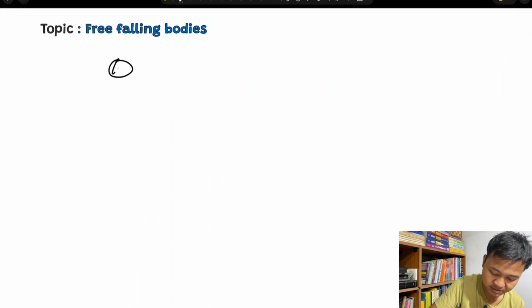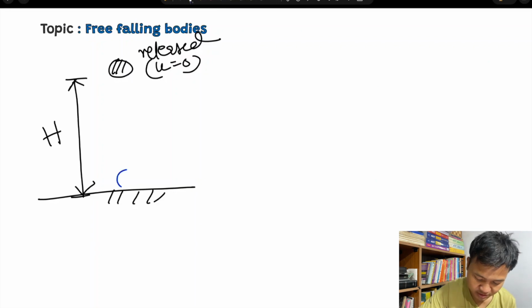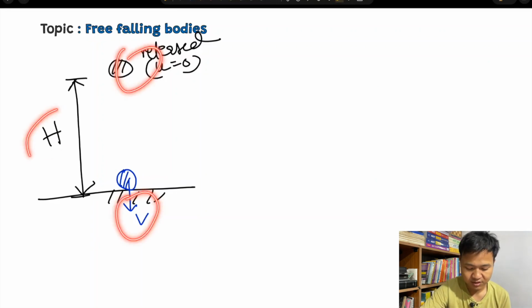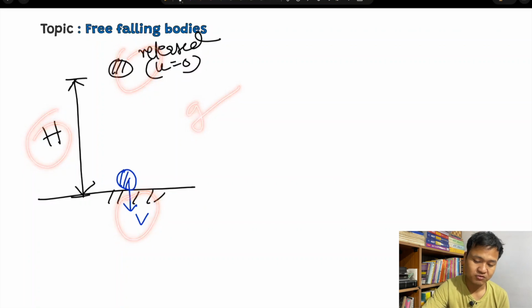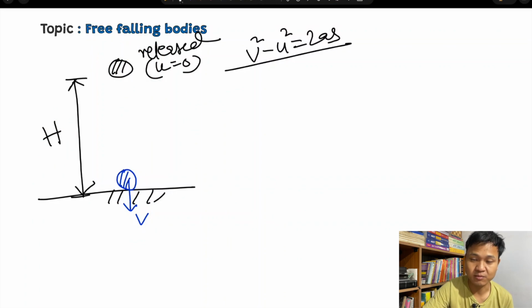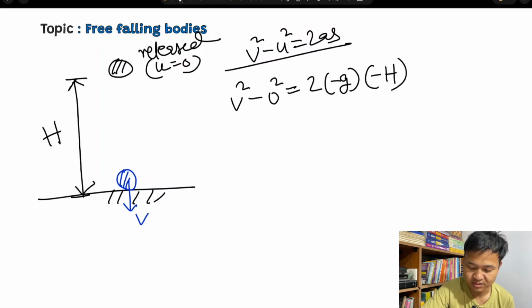I'll draw the same thing. So this is the release. If it is released, u is equal to 0. It is initially at a height h from the ground. Let's say the velocity is v. Now you have v, you have u, you have h, and you also have z, right? So which formula? v square minus u square equals twice as. So v square minus 0 square equals 2 into minus z into minus h.